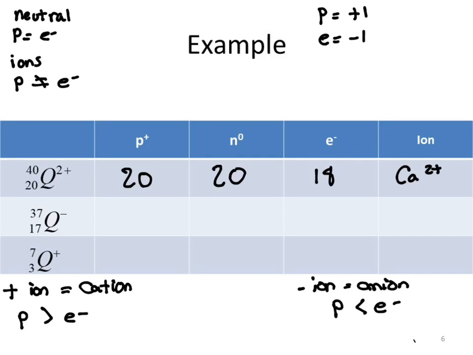All right. My next one, I have 17 protons. Okay. 37 minus 17 gives me 20 neutrons. And now I have a -1 charge, which means I need 1 more electron than protons. So 17 plus 1 gives me 18. So I have 18 electrons. All right. I'm going to look on the periodic table. Element number 17 is chlorine, and it has that -1 charge.